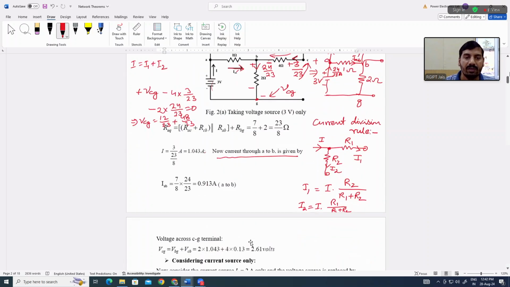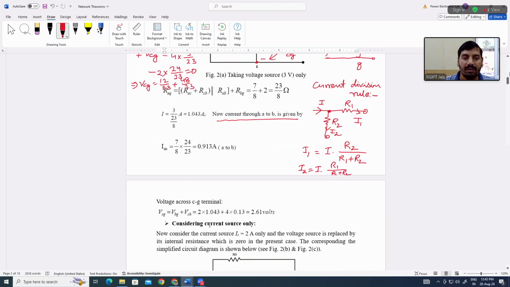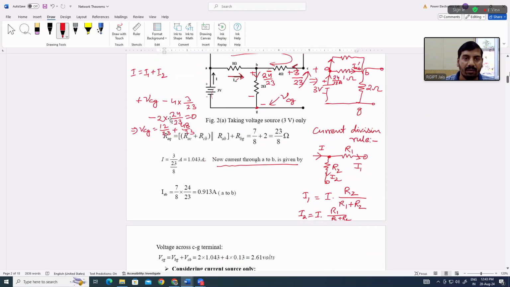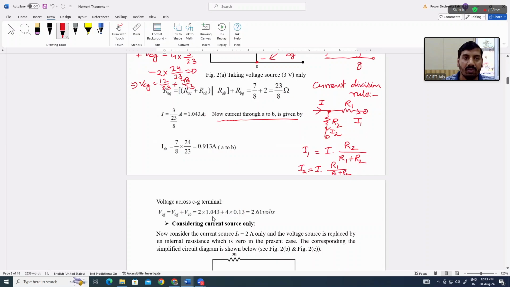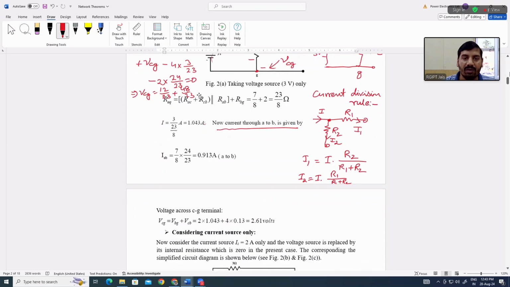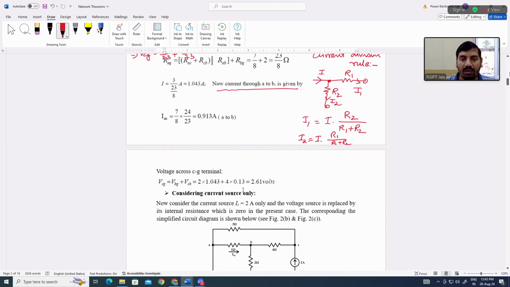So VCG is 2 into 24 by 23 plus 4 into 3 by 23. 2 into 24 by 23 is about 2.09 and 4 into 3 by 23 is 0.52. Ultimately you will get 2.61 volt by considering the voltage source only. Clear?